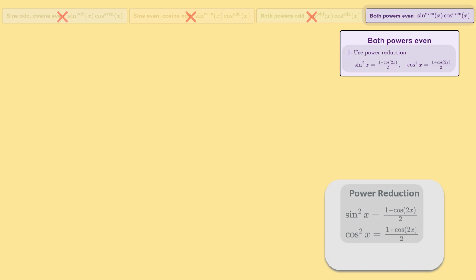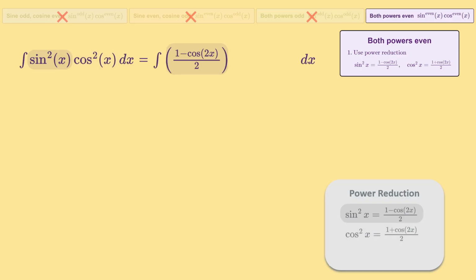Let's work with the integral of sine squared of x times cosine squared of x dx. Since both powers are even, we can replace sine squared of x and cosine squared of x using our power reduction identities. Replacing them, we get the integral of the quantity 1 minus cosine of 2x all over 2 times the quantity 1 plus cosine of 2x all divided by 2 dx.